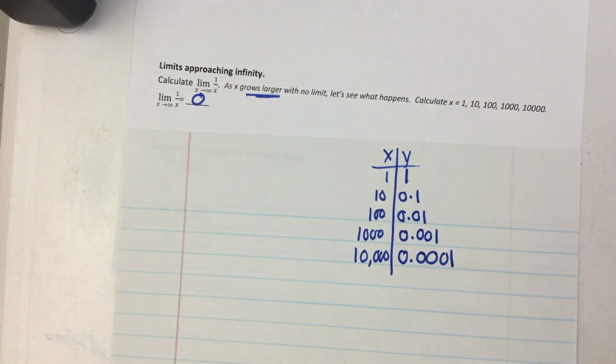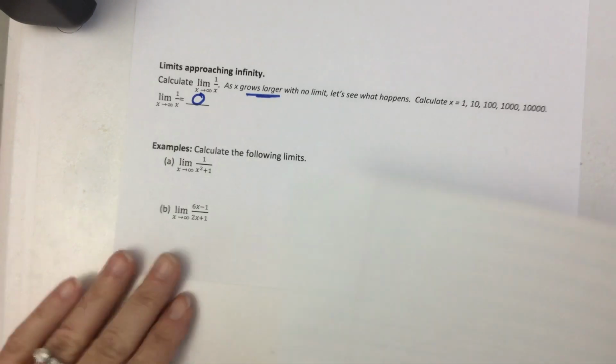0 would be the horizontal asymptote. Your graph would never cross the x-axis. Okay, let's look at another one.